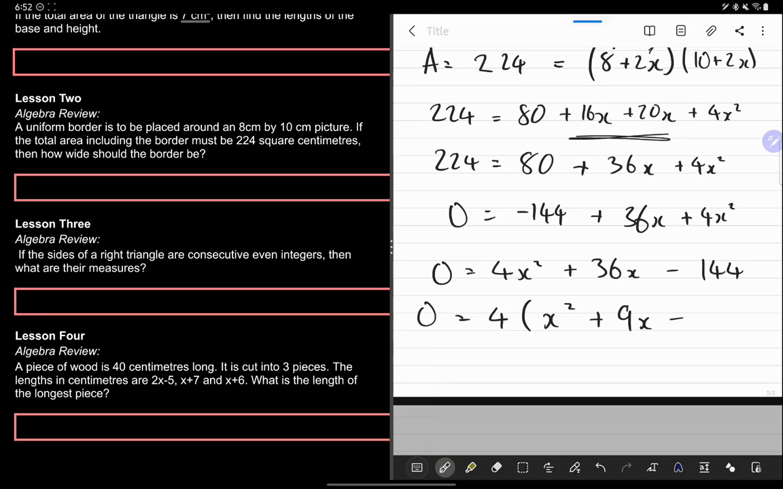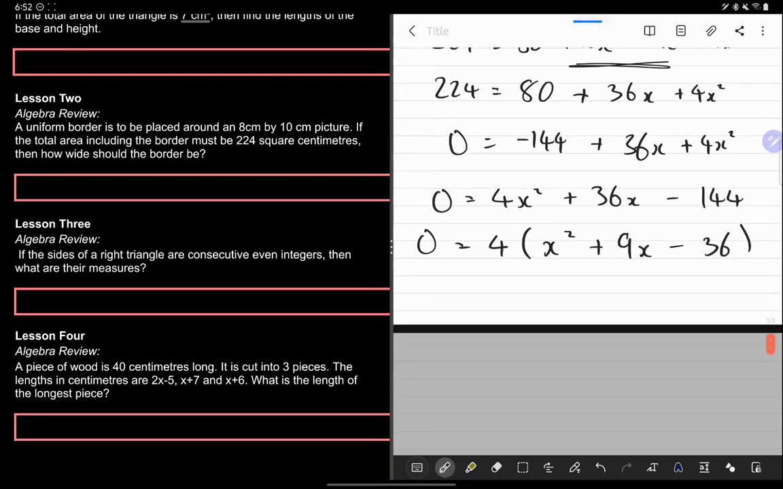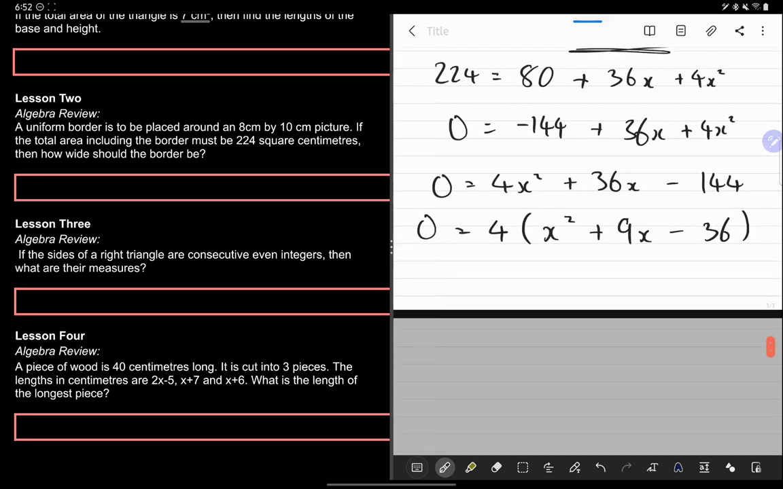That should be a 36. Yeah, I think so. Right. I mean, you might skip this line entirely. I am just being a little bit more thorough, but you might skip this line and just simply say, I'm going to divide both sides by 4, which would cancel that.